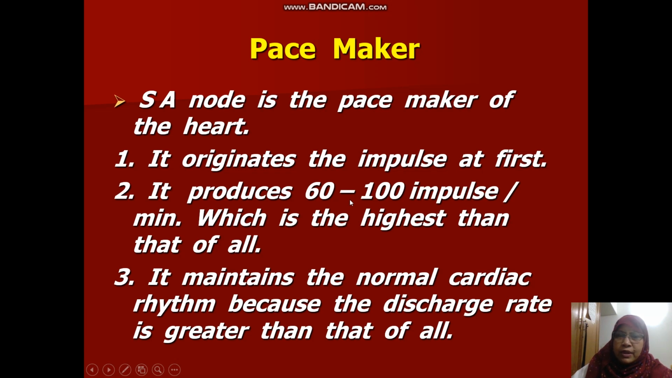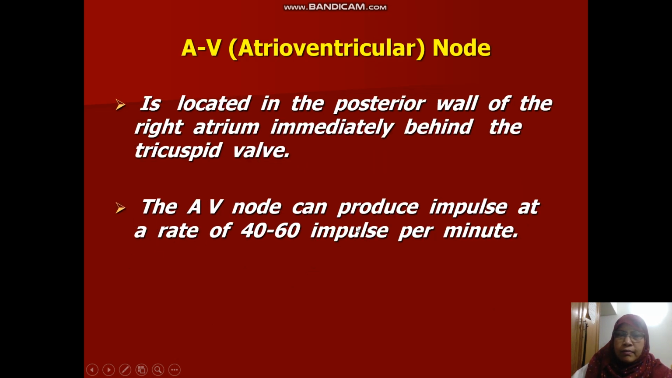So SA node is known as the pacemaker of the heart because it generates the impulse first, and the rate of impulse generation is the highest, and so it maintains the normal heart rate. But AV node, that is the atrioventricular node, located in the posterior wall, can also produce impulse, but the rate of impulse generation is less than SA node, which is about 40 to 60 impulses per minute.